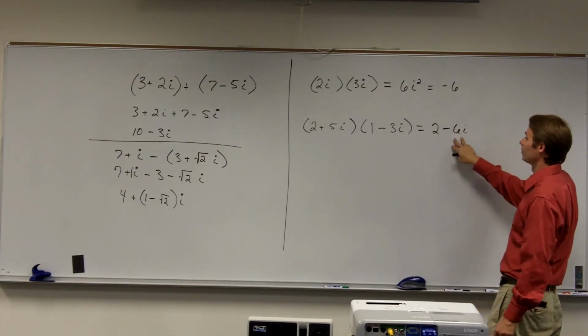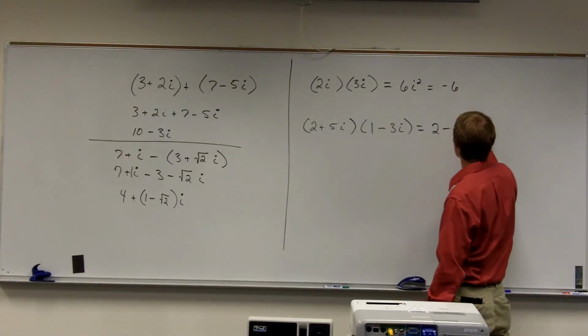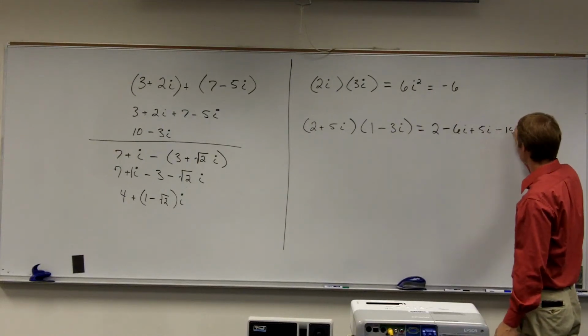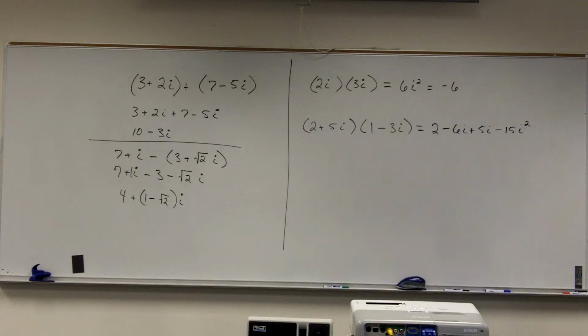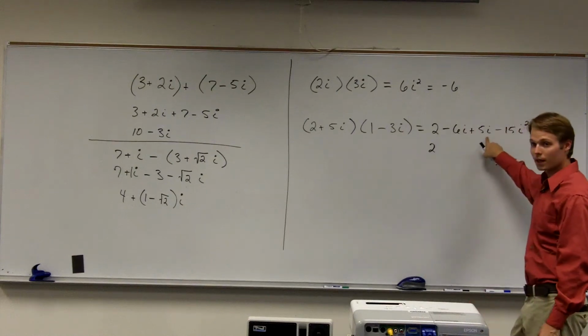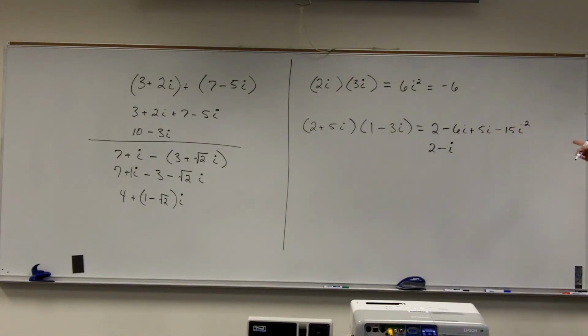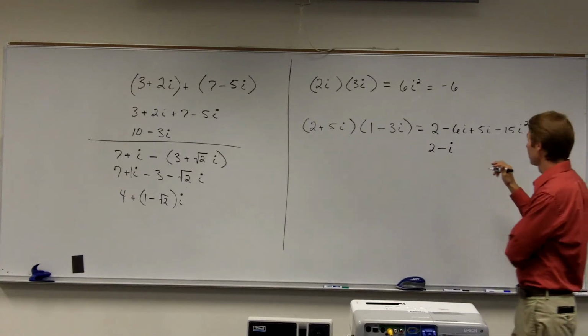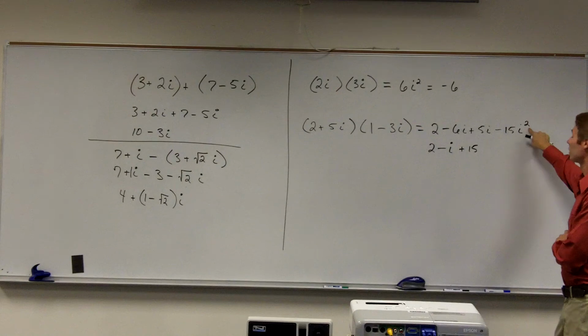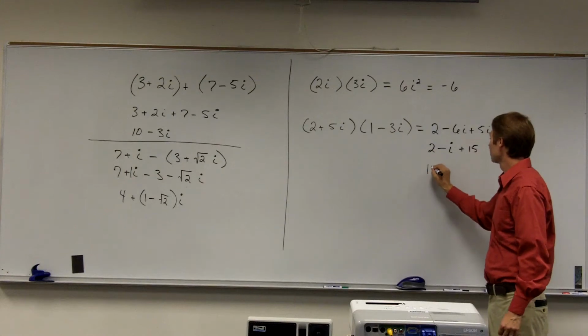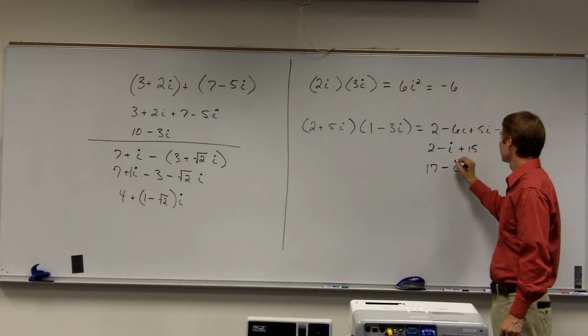and then 5 times negative 3i. Oh, I'm sorry, I guess I should do 1 times 5i, right? So we'll get plus 5i, and then 5i times negative 3i, this will be minus 15 i squared. So don't forget about that one. In this case, the negative 6i combines with the plus 5i, just to be minus 1i. And then what will negative 15 i squared become? Yeah, positive 15, right? And again, that's because i squared is negative 1, so negative 1 times negative 15 is positive 15. So I should just be able to write this as 17 minus 1i.